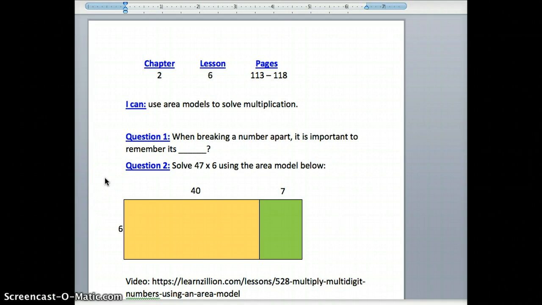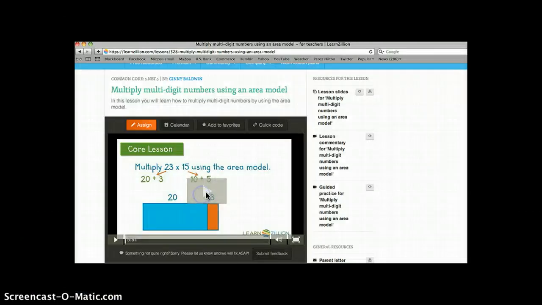Question 2. Solve 47 times 6 using the area model below. So you can draw this out and use the area model. Alright, so let's watch a video.